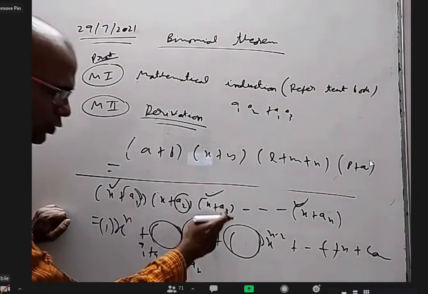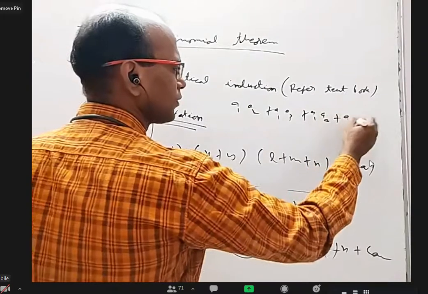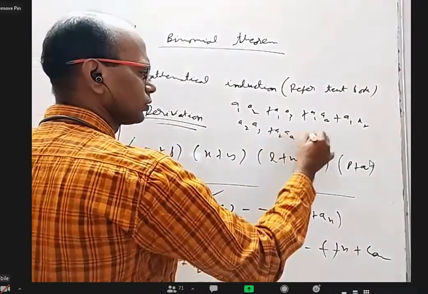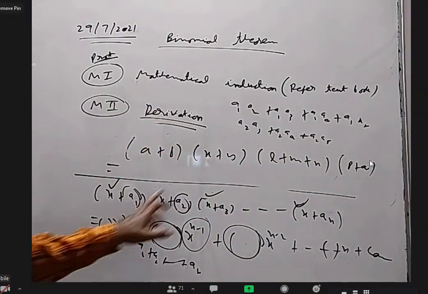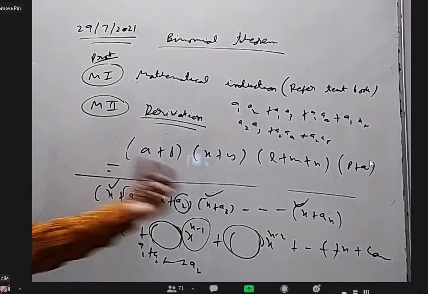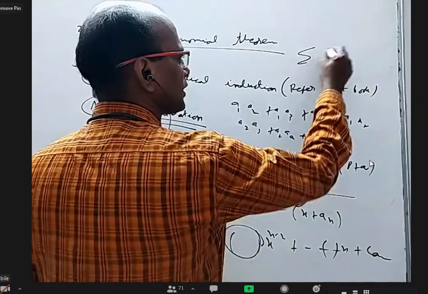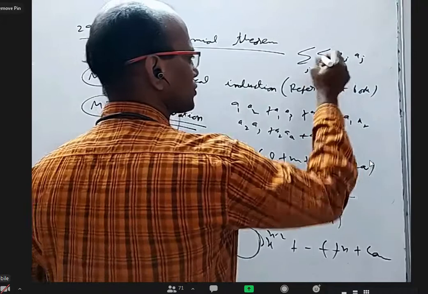You can multiply any two constants and take everything else as x. You can get A1 A4, A1 A5, and A2 A3, A2 A4, A2 A5, all kinds of two things. You can multiply out of these n constants any two and sum all of them. Then one may ask how will you write that? You have to write it as double sigma ai into aj, i less than j.